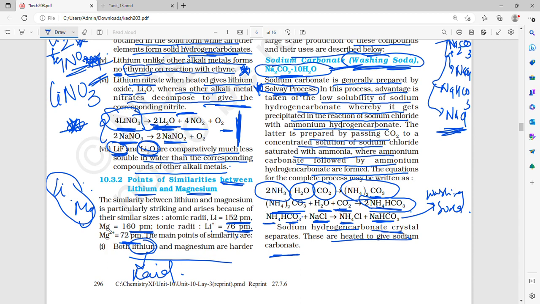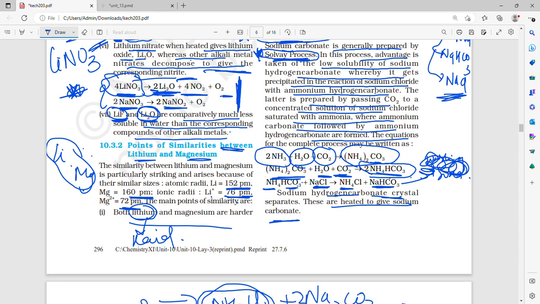Then after getting ammonium carbonate, we again dissolve it in water and pass carbon dioxide through it to form ammonium hydrogen carbonate. Then we react ammonium hydrogen carbonate with salt to get sodium hydrogen carbonate. This is not washing soda. Sodium hydrogen carbonate and ammonium chloride.